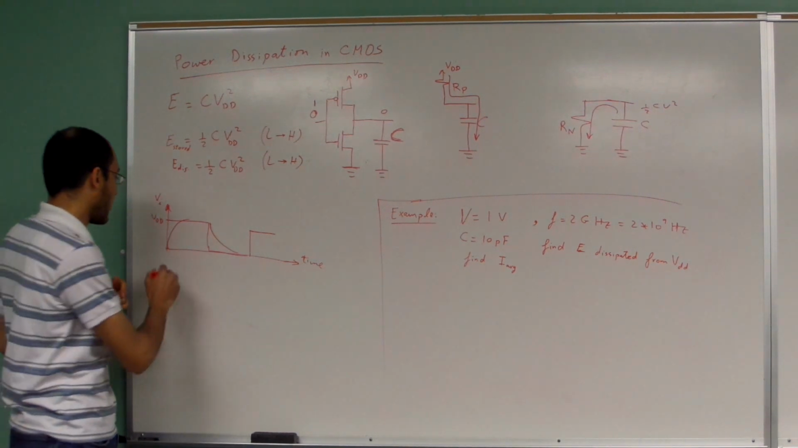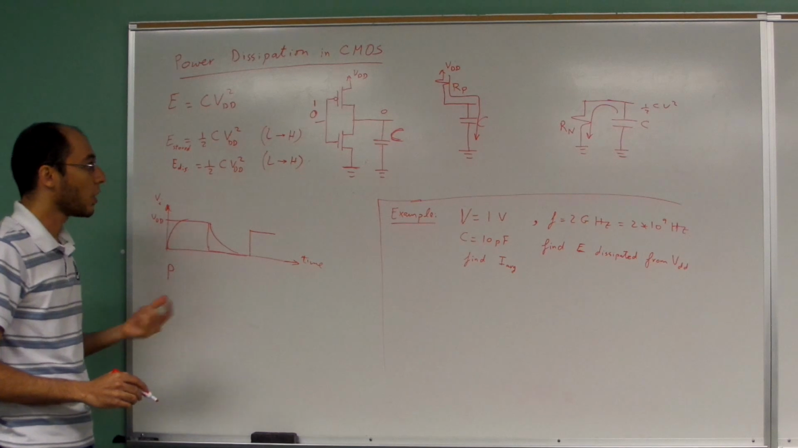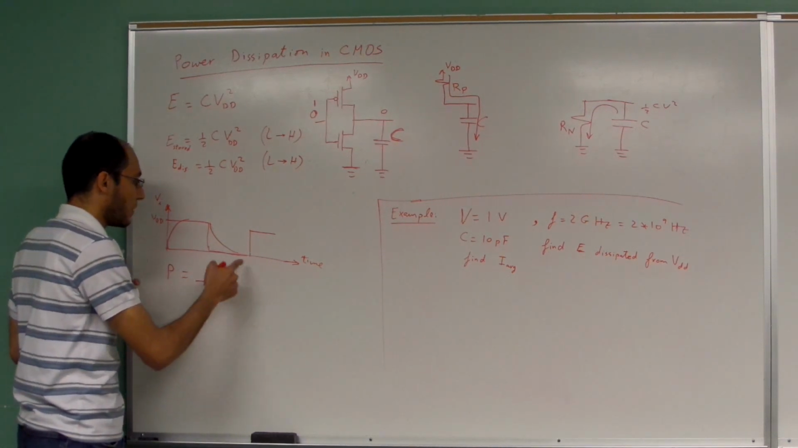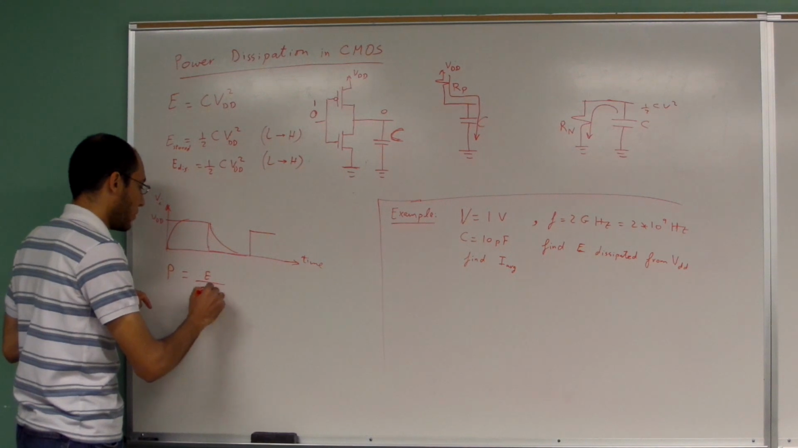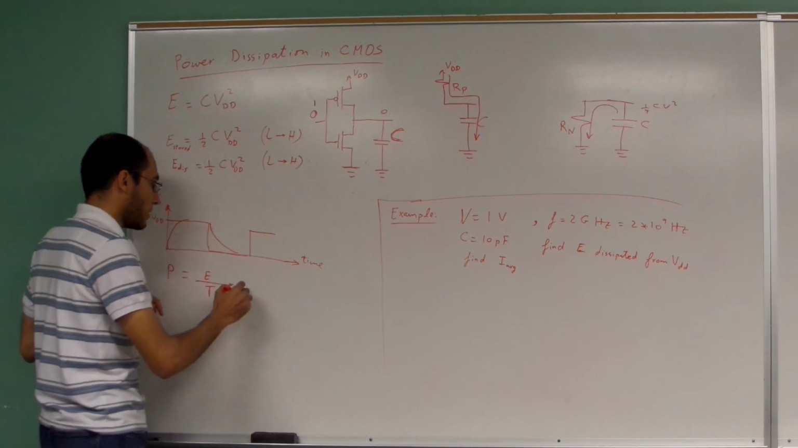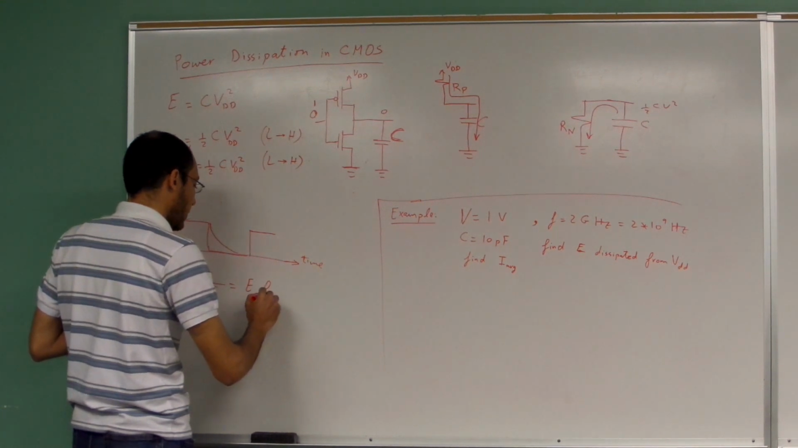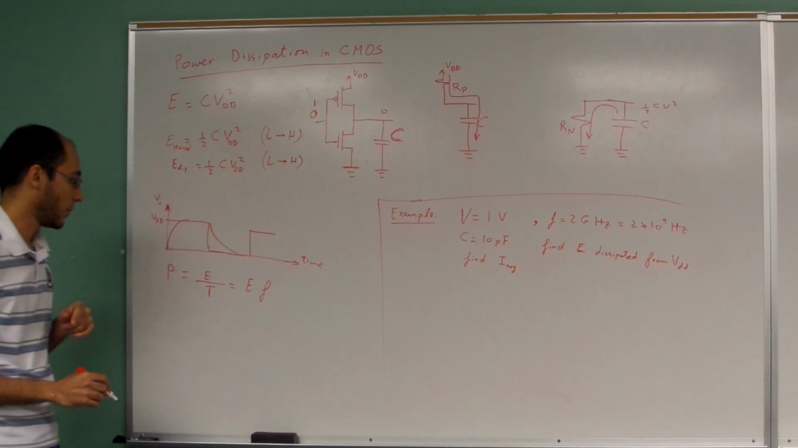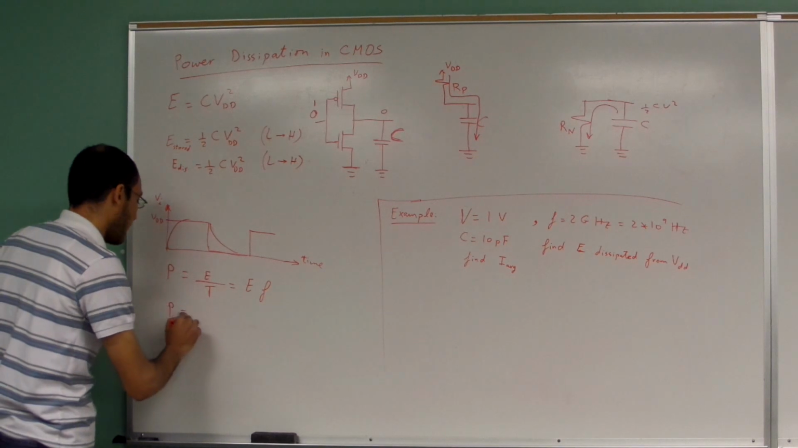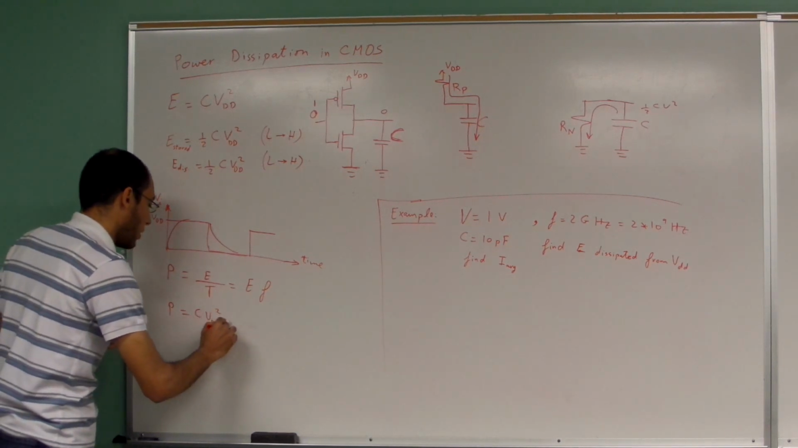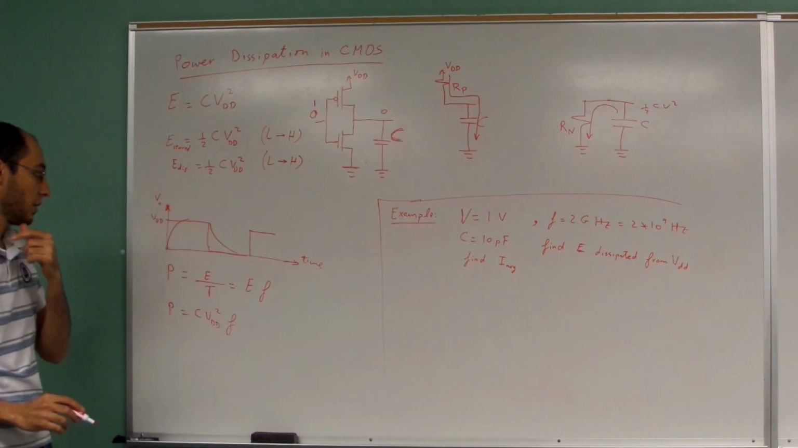If you want to calculate the power dissipated, well, you definitely need to divide this energy by the time, which is the period. What is the period? It is 1 over the frequency, so you multiply the energy by the frequency f, and thus it is C VDD squared multiplied by the frequency f.